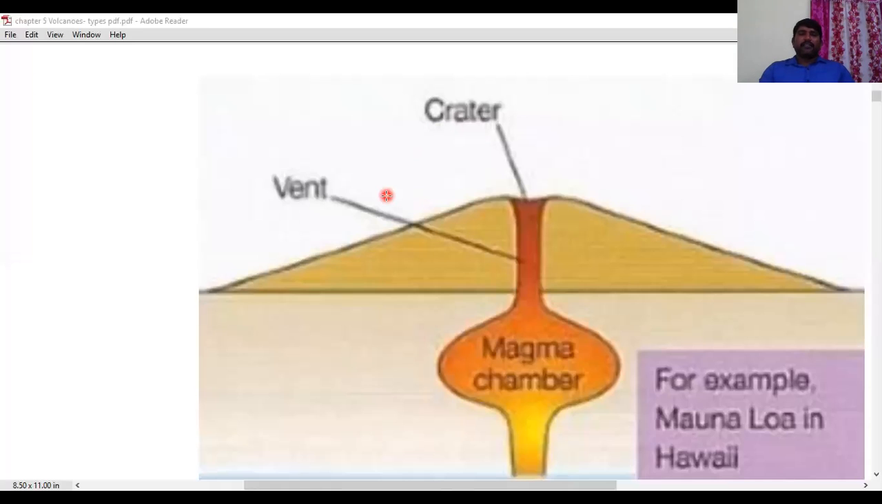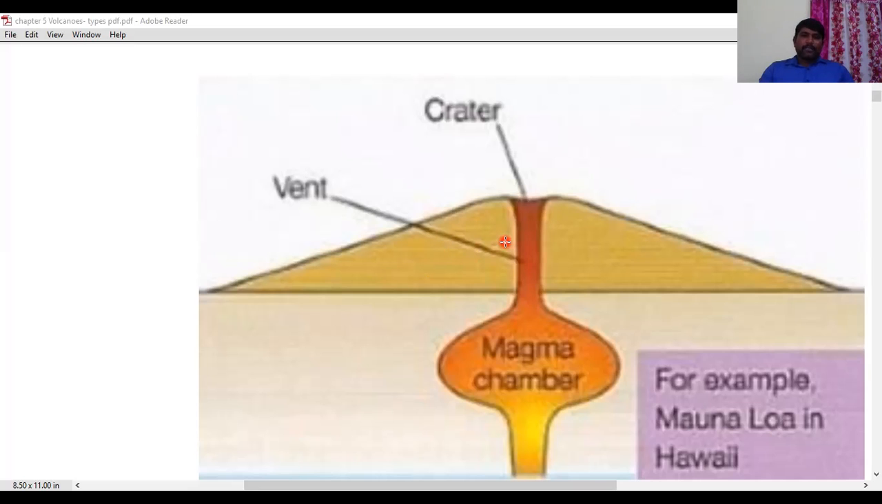The picture on the screen discloses to you about the magma chamber. This is the magma chamber. The pipe that comes onto the surface is called volcanic vent. Lava, magma is erupted onto the earth's surface as a lava. And the place where the volcanic pipe ends at the top of the surface is called crater.